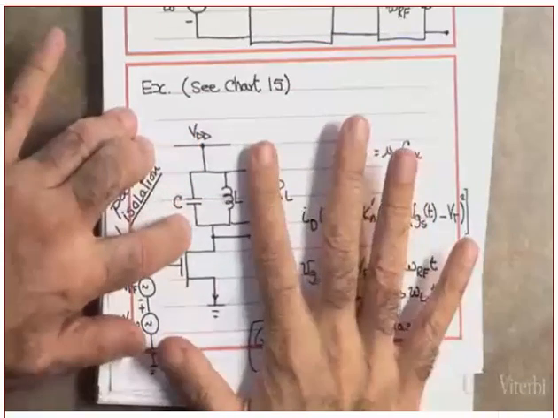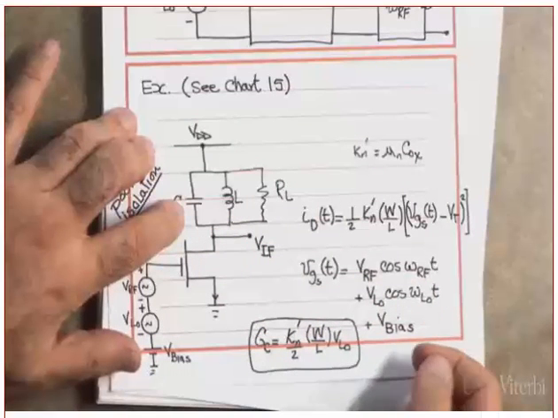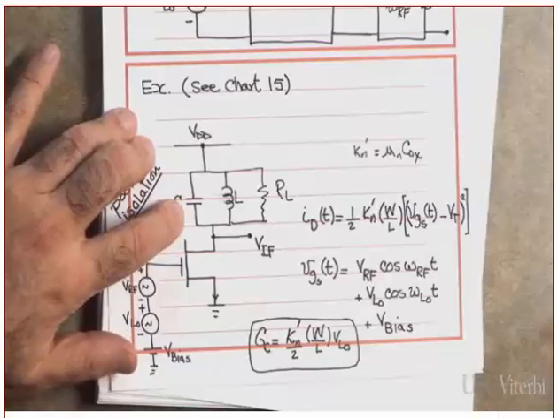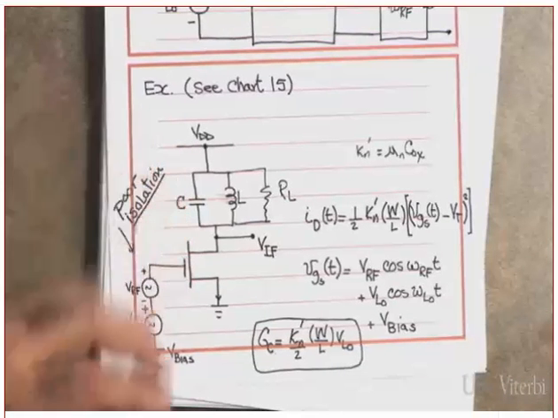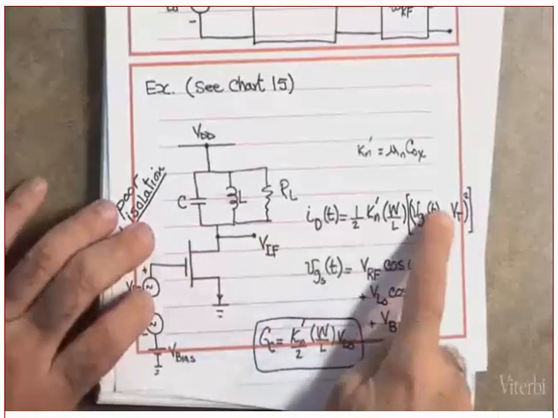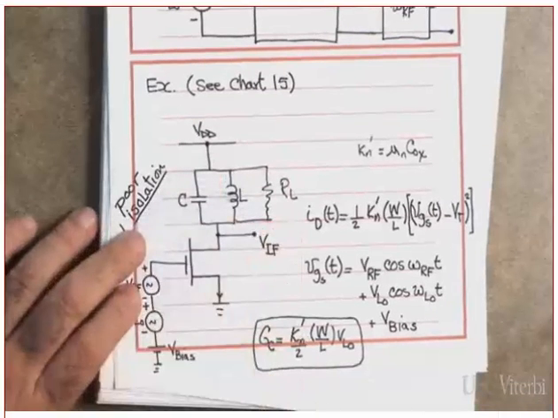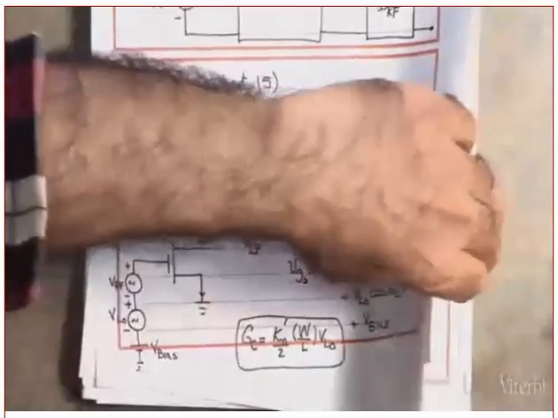This circuit is a tank circuit. What is the center frequency? 1 over the square root of LC should be equal to omega IF. Did you understand that? Why? So that all the other harmonics generated in here do not go through the load. Did you get this? What is the equivalent circuit of this? The equivalent circuit of this is this.